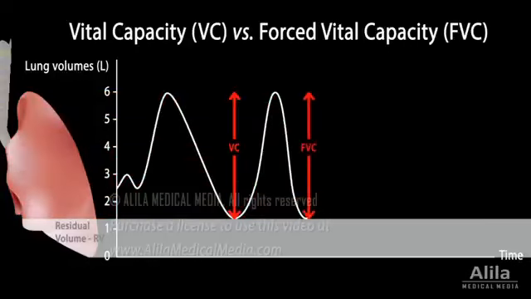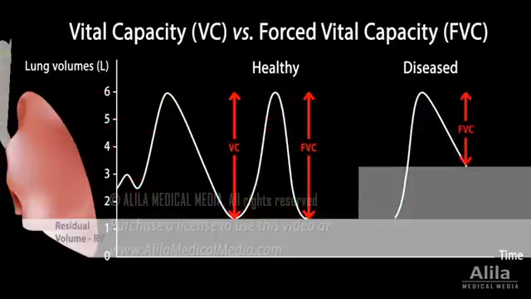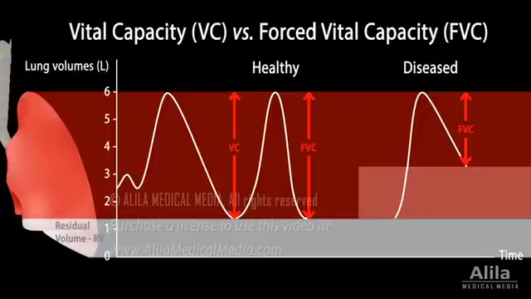While there is little or no difference between these two values in healthy individuals, people with difficulty exhaling usually show significantly lower FVC. Another important parameter obtained during forced spirometry is the forced expiratory volume, FEV1, the amount of air that is exhaled during the first second of forceful exhalation, after a full inhalation.